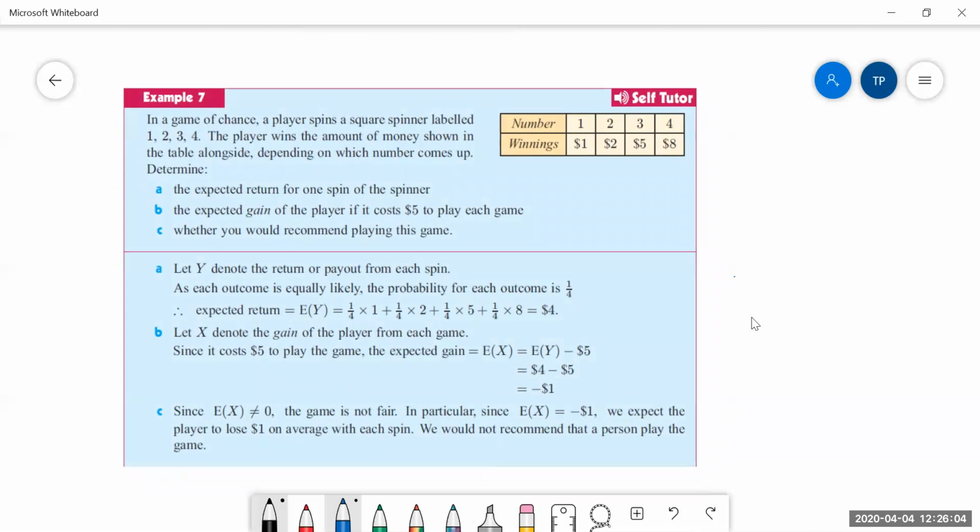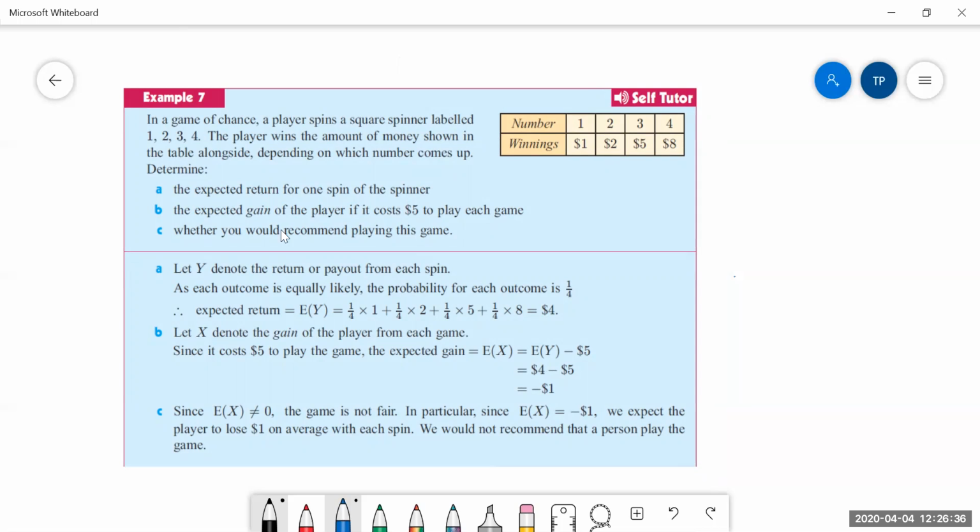In a game of chance, a player spins a square spinner labeled 1, 2, 3, 4. The player wins the amount of money shown. So if it's number 1, you get $1. Number 2, you get $2. Number 3, you get $5. And number 4, you get $8, depending on which number comes up. Determine the expected return for one spin of the spinner.